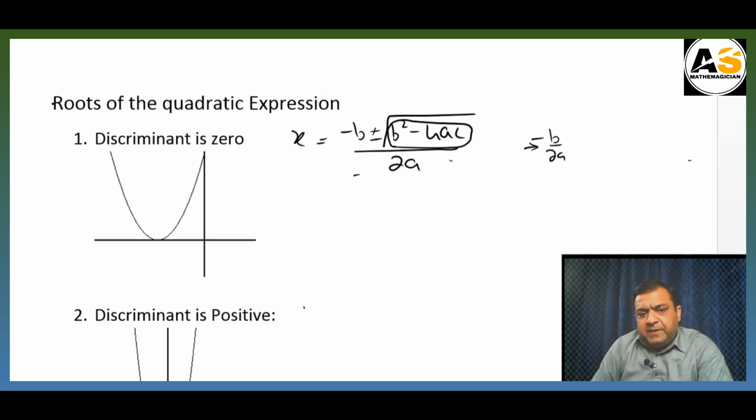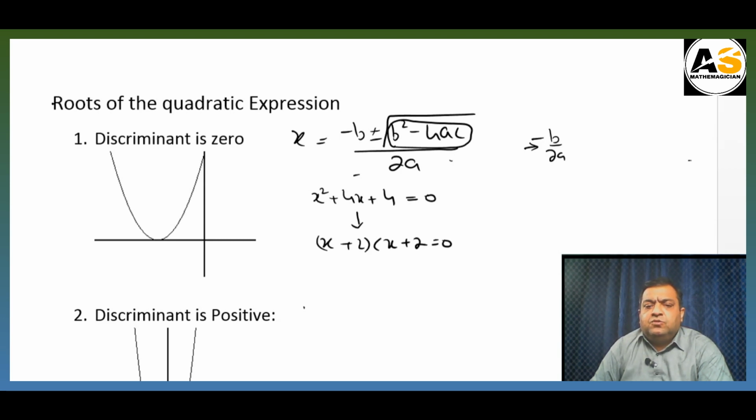Let us practically discuss these three cases. I am taking the example x square plus 4x plus 4. This is the quadratic polynomial. I am putting it equal to 0, and by factorization I will get (x plus 2) into (x plus 2). So both its roots are minus 2 and minus 2. This is minus 2. This is the graph. Coefficient of x square was positive. Graph is opening upward.